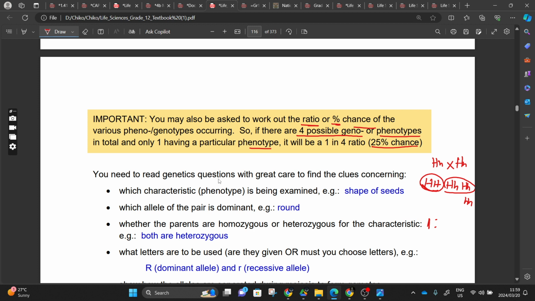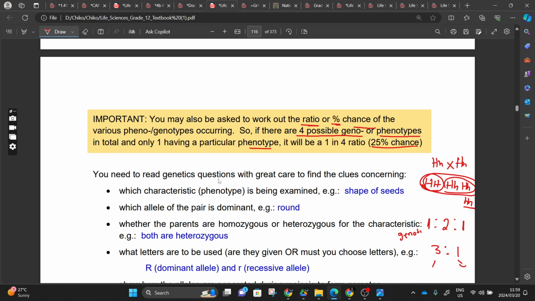2 heterozygous, and then 1 what? 1 homozygous recessive. This one is the ratio or genotype, and then in phenotype we are going to have 3:1, because these 3 they are going to code for the dominant one, and then 1 is going to code for the recessive one.